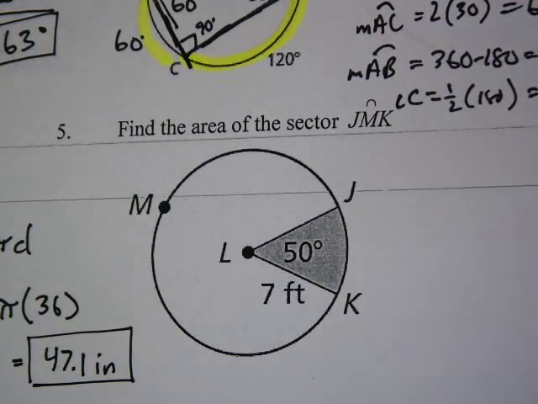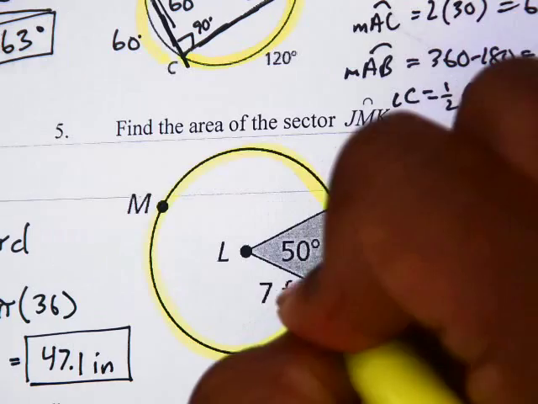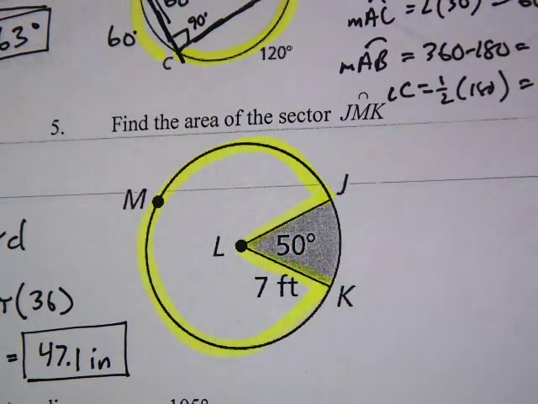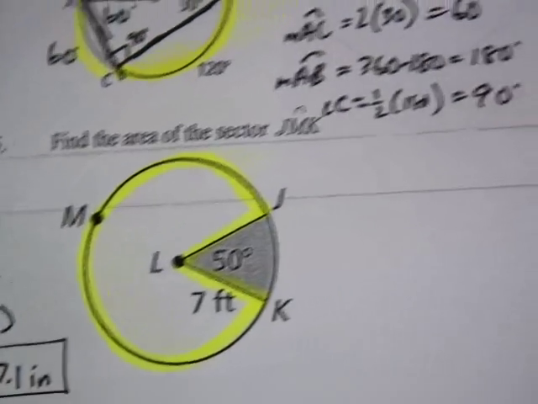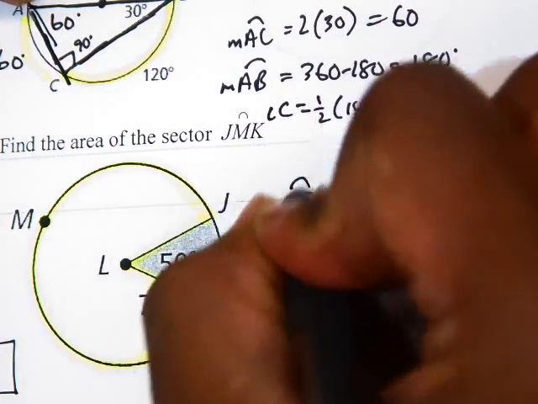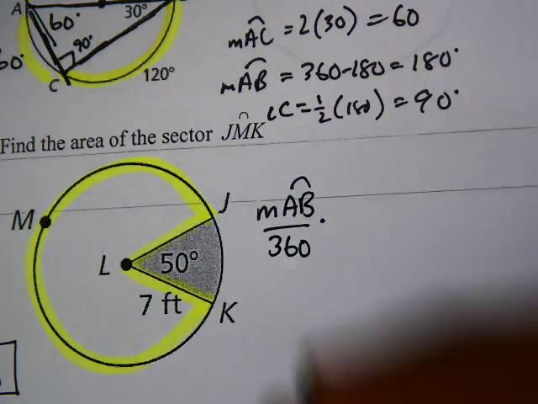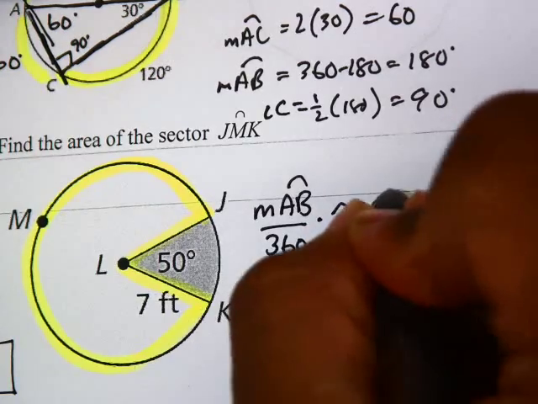Number 5, I'm supposed to find the area of the sector created by arc JMK, which is this side here, the unshaded part. I want to find that area only. Well, I need the area of the sector formula. I still use the measure of the arc out of 360 times, and since I'm looking for area now, I need the area of the circle, pi r squared here.